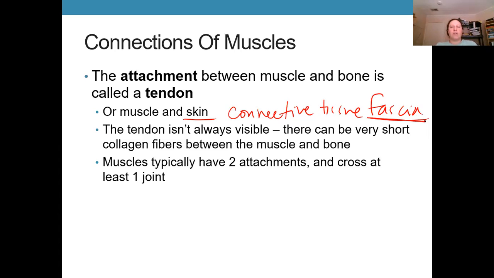Now tendons, although we typically think about them as sort of a round, long thing, they're not always visible. Sometimes they're really, really short, and it's just collagen fibers connecting the epimysium of the muscle to the periosteum of the bone. So very, very short. And so we have different names for that, which I'll touch on. So muscles are going to always have at least 2 attachments, and they're going to cross at least 1 joint.